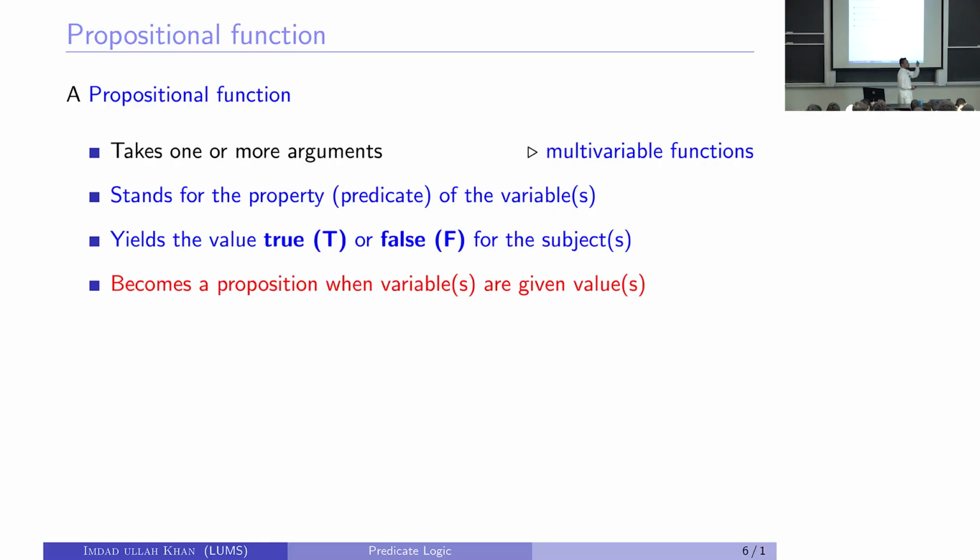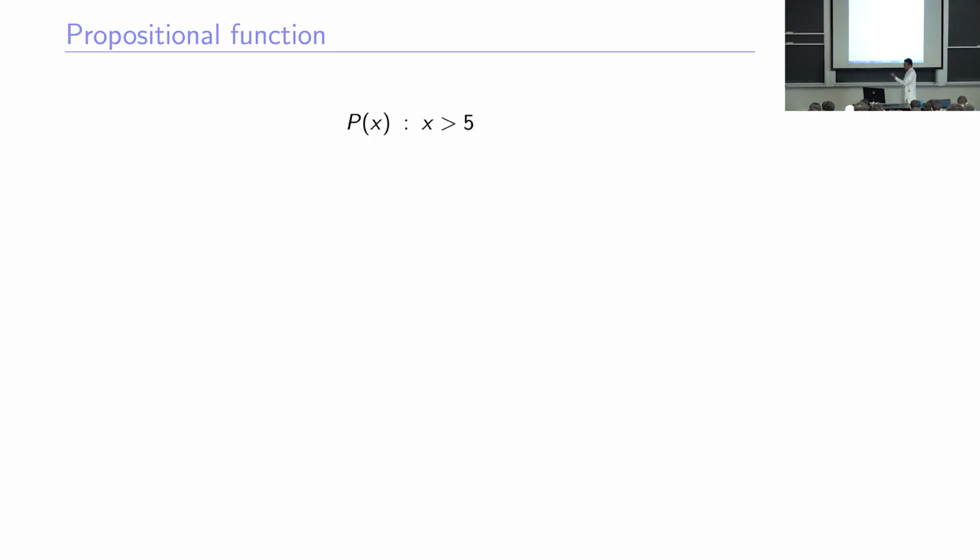It yields a true or false value for certain subjects, and it becomes a proposition when we give values to the subject. Not very important, when we see examples everything is going to be clear, but just for technical correctness and completeness, I had to say these big words. So these become propositions when variables are given values. So now things are going to be clear.